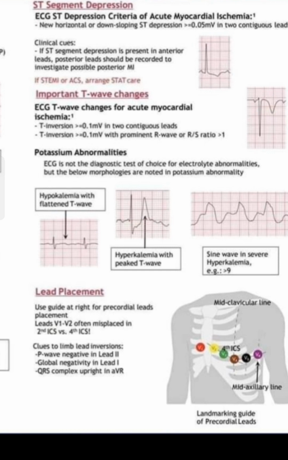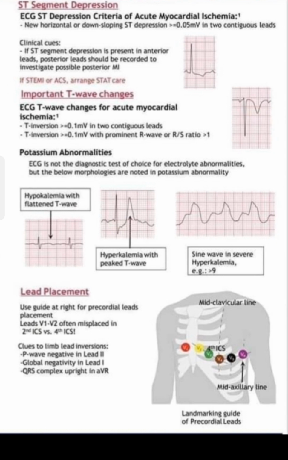ST depression. The ECG ST depression criterion for acute MI is new horizontal or downsloping ST depression more than or equal to 0.05 millivolts in two contiguous leads. Clinical cues: if ST depression is present in anterior leads, posterior leads should be recorded to investigate possible posterior MI. If STEMI or ACS, arrange stat care.